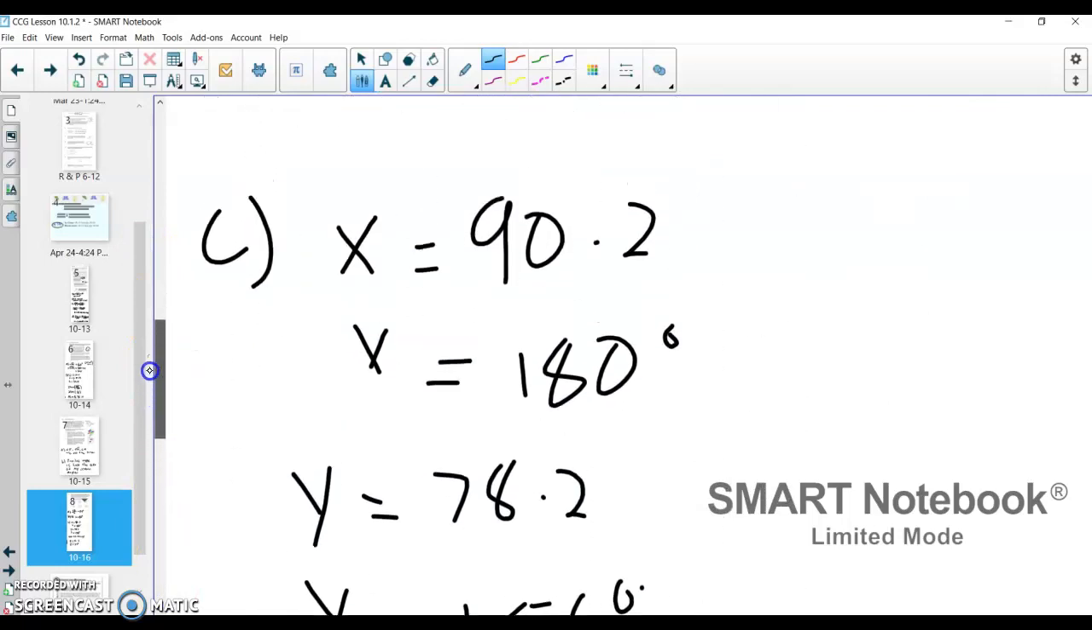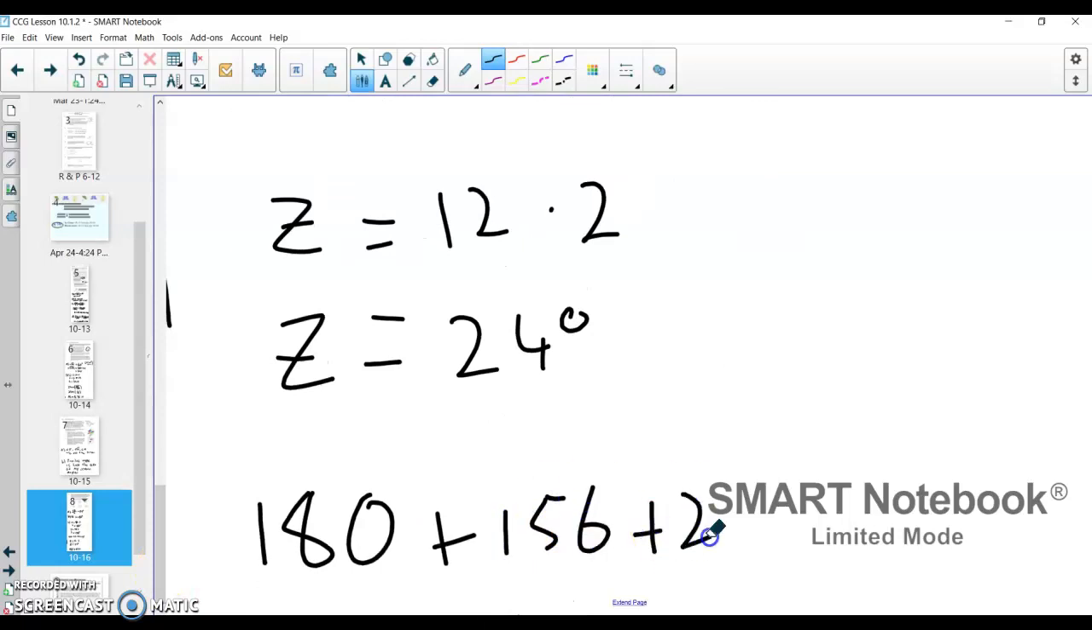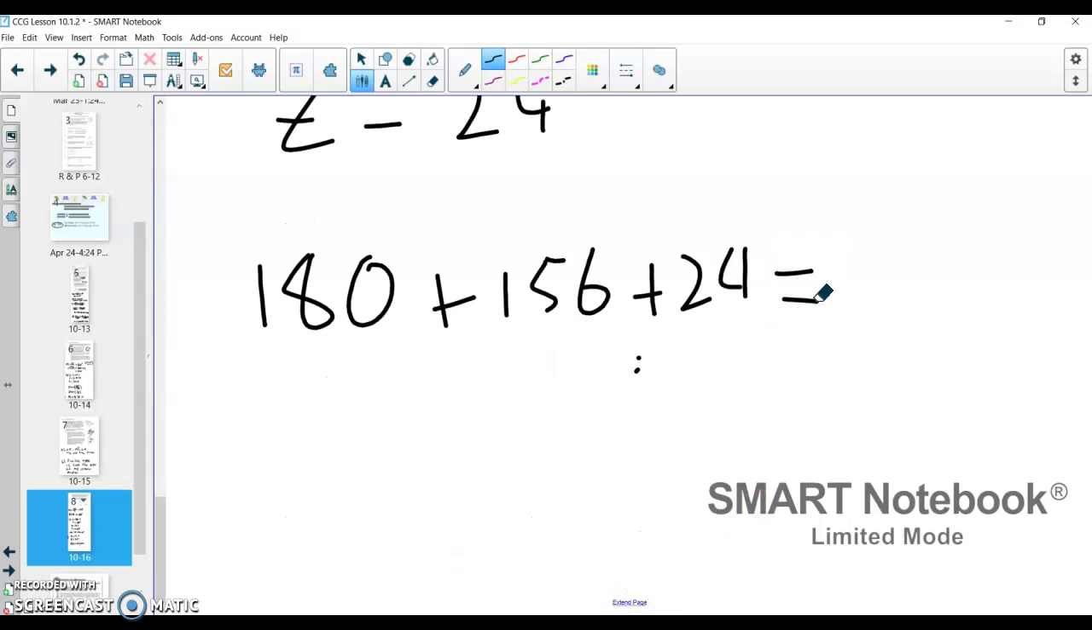Now, like I said, I should be able to add all these up, and I should get 360 because it makes up a circle. So 180 degrees plus 156 degrees plus 24. If that gives me 360, I know I did it right. And 180 plus 156 plus 24 gives me 360 degrees.